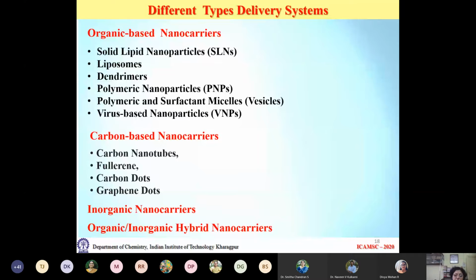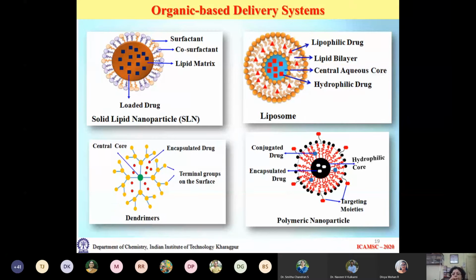So let us look into a few of the examples before we go into the way we are working on. How do you design a nanocarrier? If it is a solid lipid nanoparticle, then you see how it is designed. You have the surfactant, you have the co-surfactant, and you have the lipid matrix, which is supposed to be solubilized, and you have the drug loaded in the core of the lipid matrix.